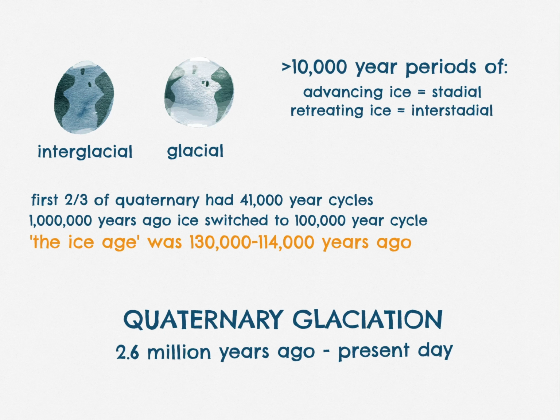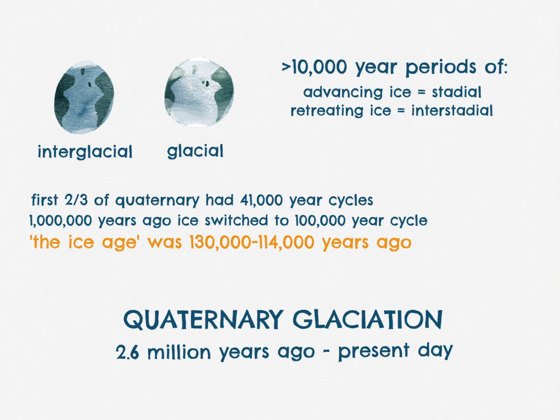Over the course of the Quaternary, Earth's ice sheets have gone through multiple cycles of growth and retreat. During the glacial stages, temperature was low and the ice extended far away from the poles. During the interglacials, the temperature was warmer and the ice retreated. Periods of advancing ice, less than 10,000 years, are called stadials, and interstadials are periods of less than 10,000 years where ice retreated. During the first two-thirds of the Quaternary, the ice advanced and retreated roughly every 41,000 years, the same tempo as the tilt of the Earth's axis.